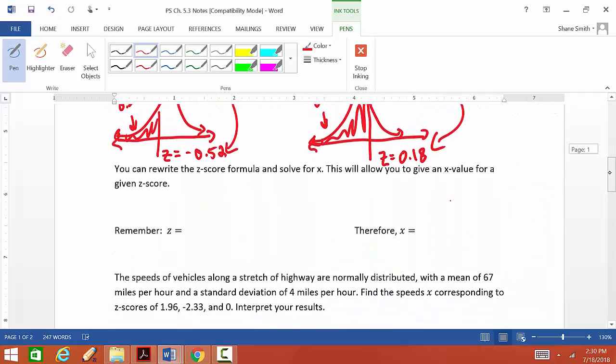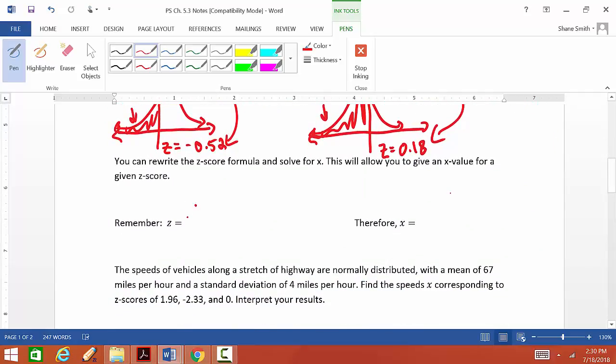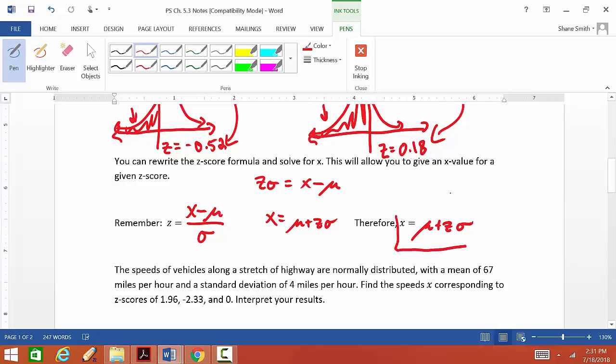So if we go back, remember the z-score formula is x minus mu over sigma. And you can multiply both sides by sigma. So if you multiply this equation both sides by sigma, you get this. And if you add mu to both sides, you can solve for x. So x equals mu plus z sigma. And that's what we can do right here. So this is a new formula that we can use.